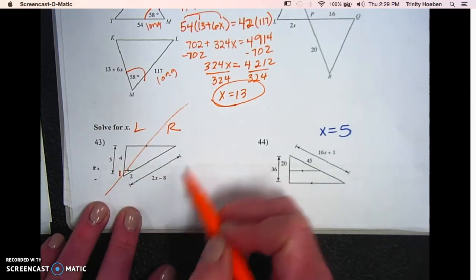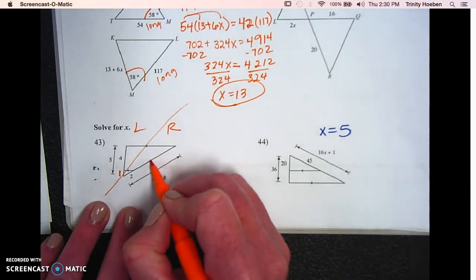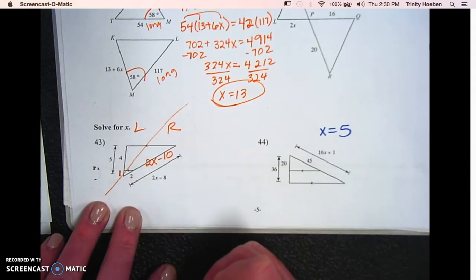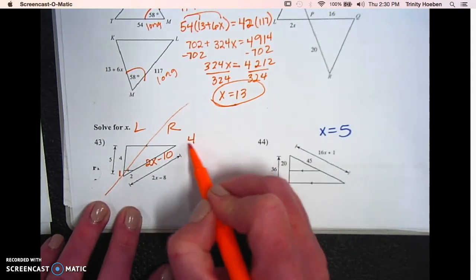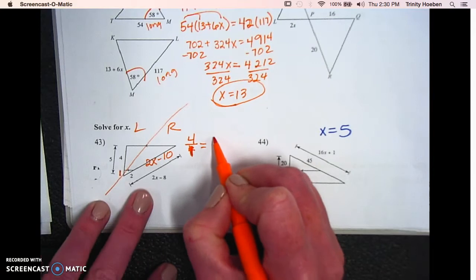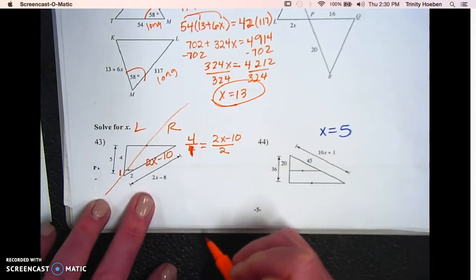And if the whole thing is 2x minus 8, if we subtract 2 more, this piece right here is going to be 2x minus 10. So I'm going to do 4 to 1. Oops, that's a 1. 4 to 1 as 2x minus 10 is to 2. And then do the cross product.